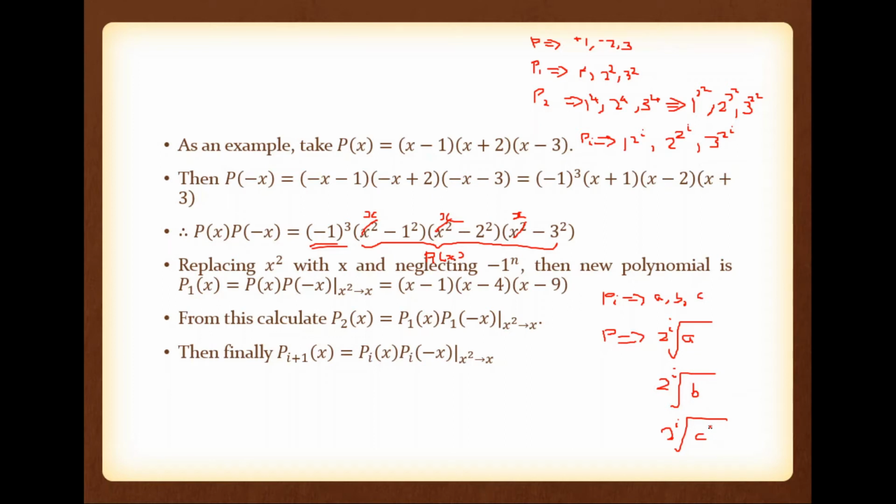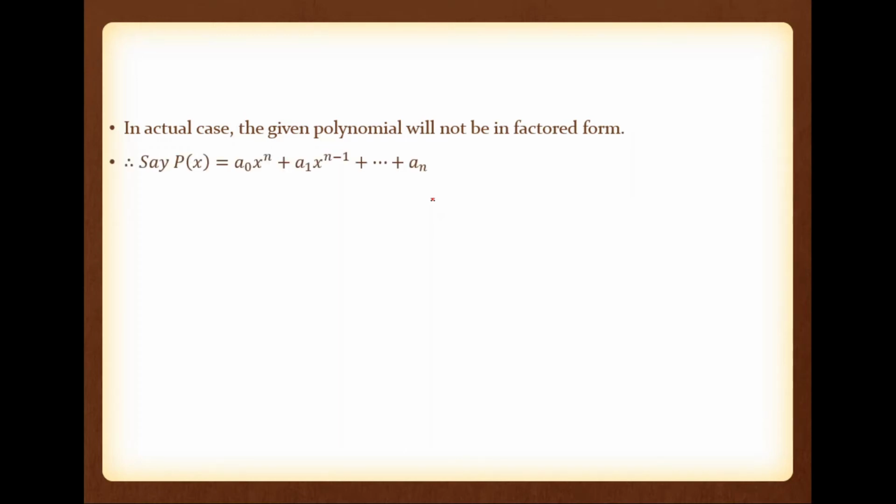Here you can see that the polynomial P of x that is given is a very simple one. What about the general case? After discussing that, we can solve a problem. In the actual case, the given polynomial will not be in factored form. So say P of x is equal to a0 x raised to n plus a1 x raised to n minus 1 plus, etc.